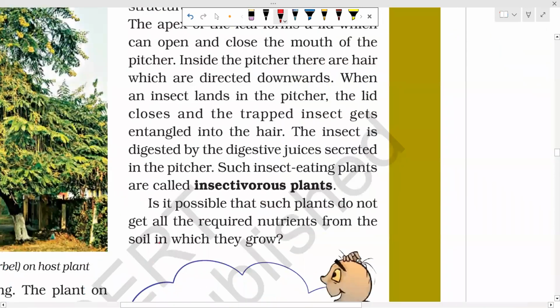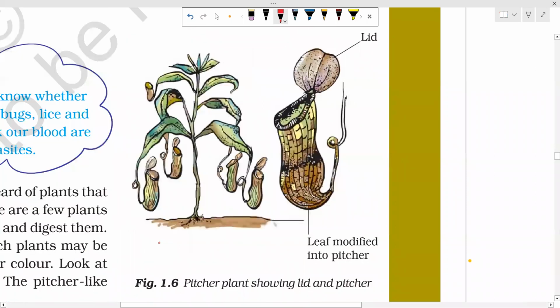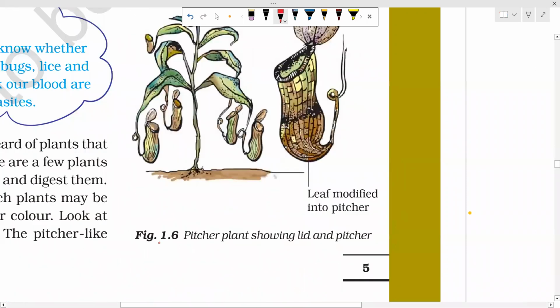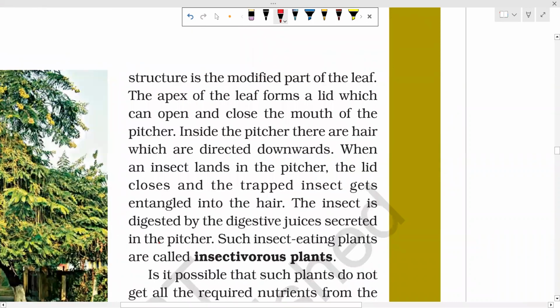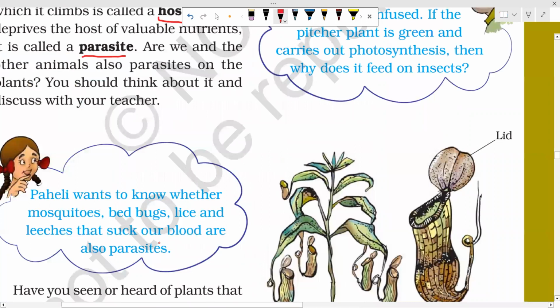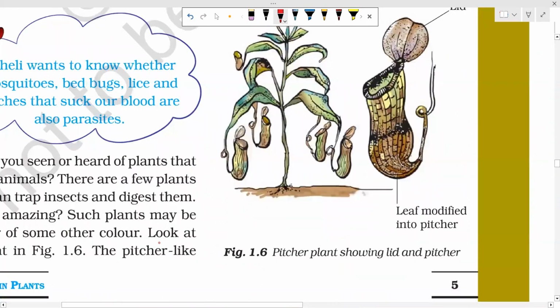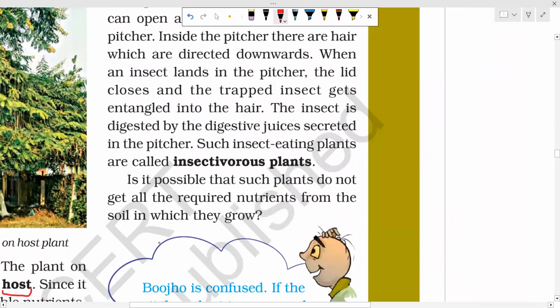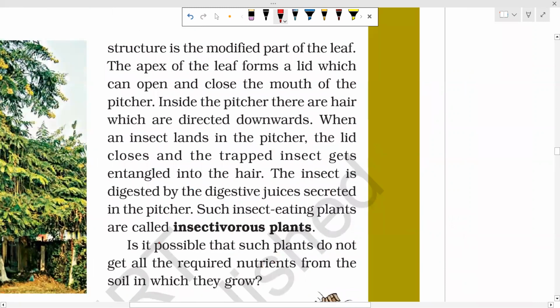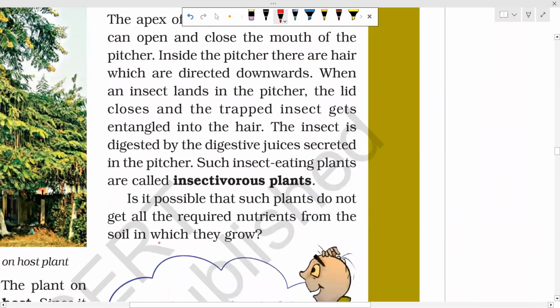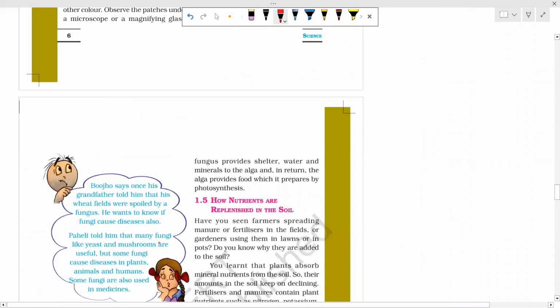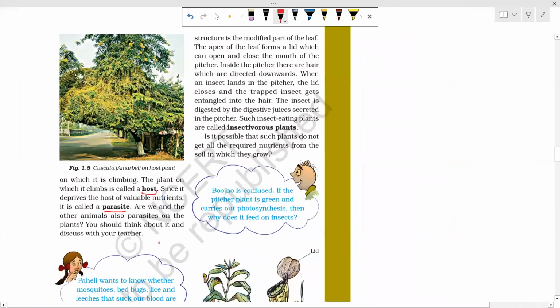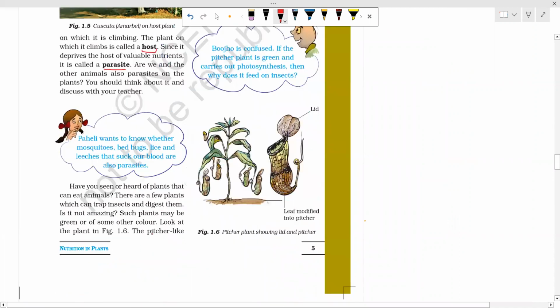Now, there are some insectivorous plants. This one is the pitcher plant. What does an insectivorous plant do? They trap insects. How do they trap insects? We will take the example of the pitcher plant.